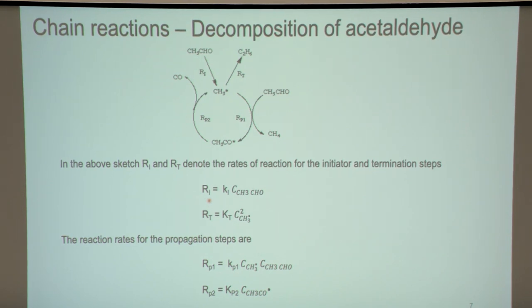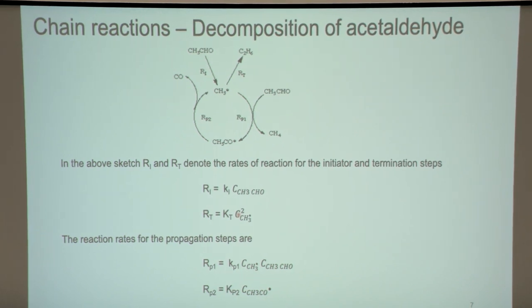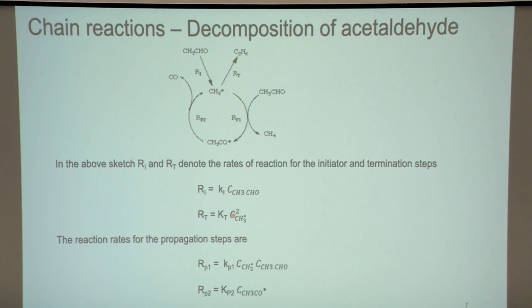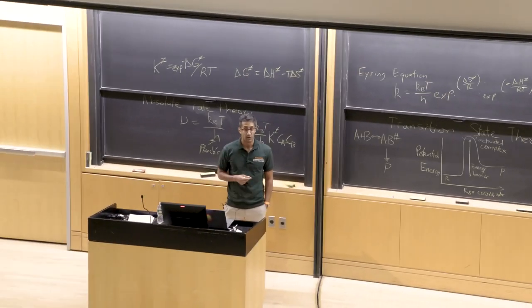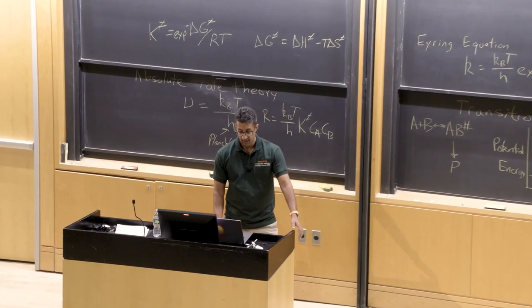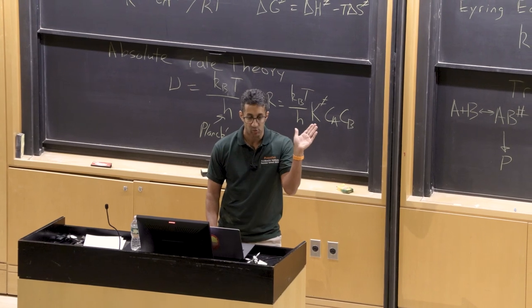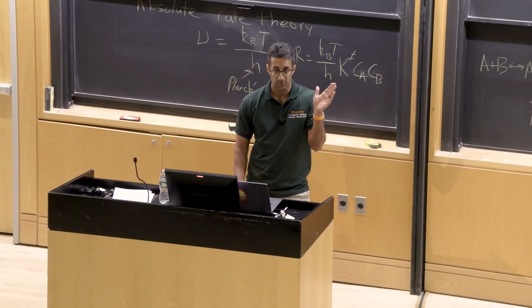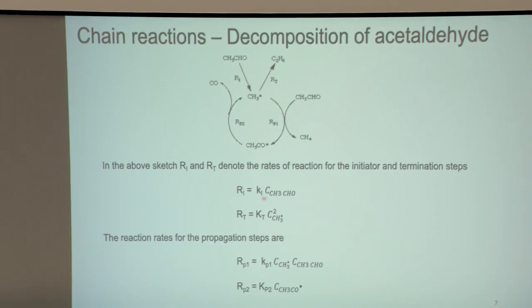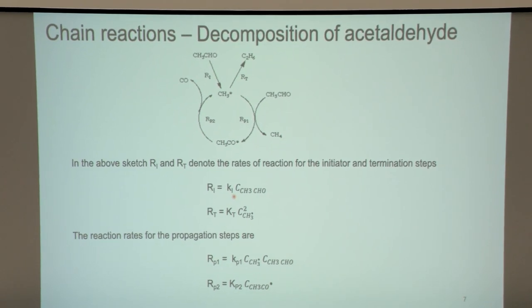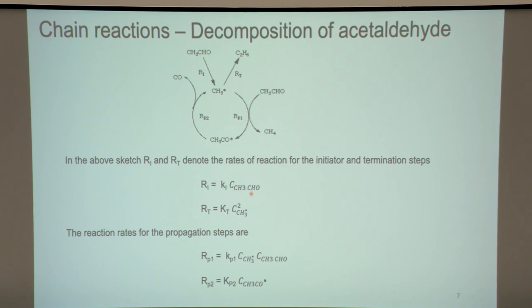The rate of initiation is equal to some rate constant k times the concentration of CH3CHO. They assume each of these reactions is elementary, so they make that assumption as well. There's a series of elementary reactions, and elementary reactions follow mass action kinetics. They're very simple. They say these are not even equilibrium or reversible reactions. They just say they're forward reactions, one direction. So ki, the initiation reaction rate constant, times the concentration of acetaldehyde.